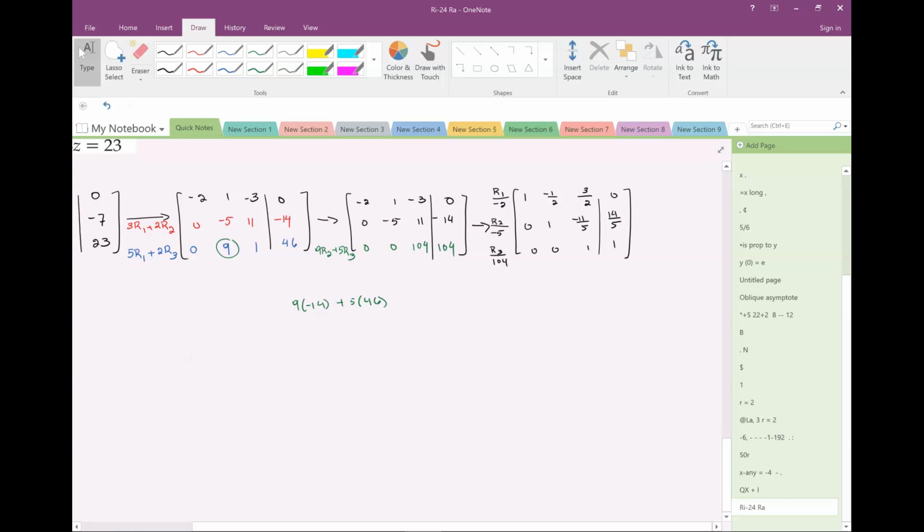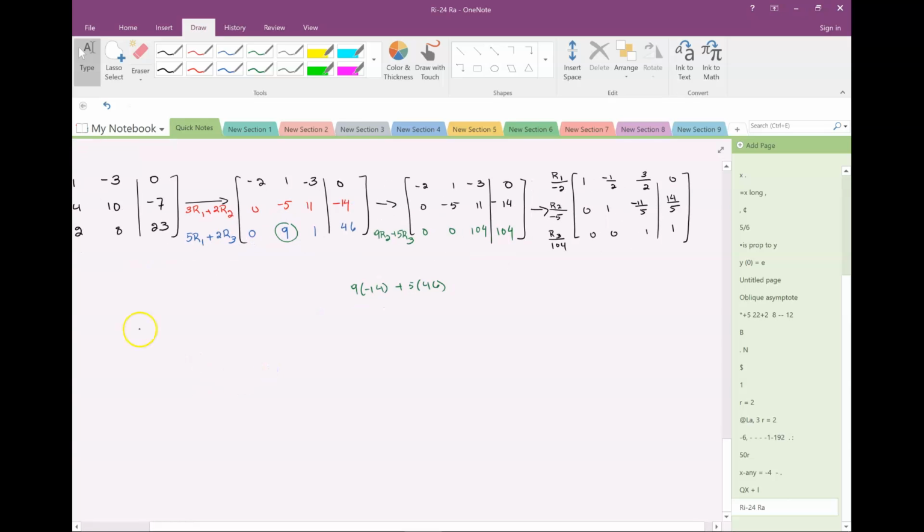All right. To solve, z is 1. And then again, I go back to this matrix. Negative 5y plus 11 times 1 equals negative 14. And then negative 2x plus y minus 3z is 0. Okay? All right.